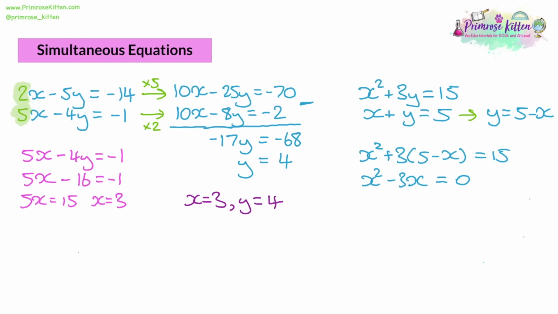Now, if we factorise this quadratic, because there's no number term at the end, we're just going to take x out. So I divided both terms through by x. So to find out what x is, we want it all to equal 0.